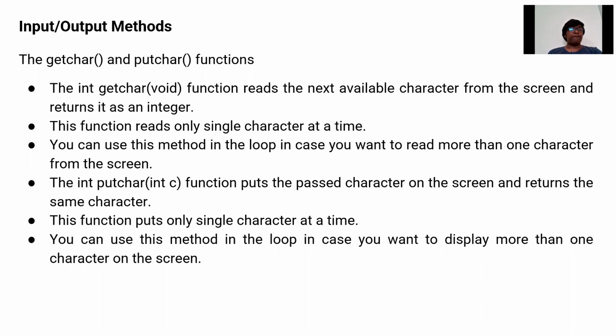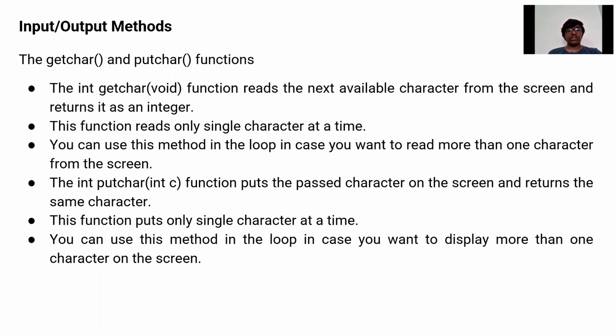Input-output methods. The getchar and putchar functions. The int getchar(void) function reads the next available character from the screen and returns it as an integer. This function reads only a single character at a time. You can use this method in a loop in case you want to read more than one character from the screen.